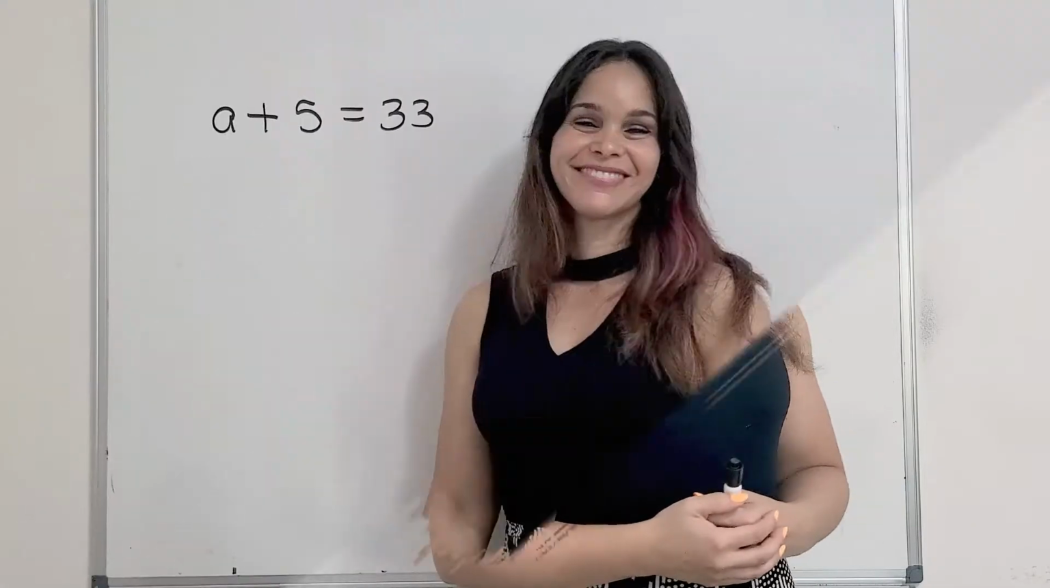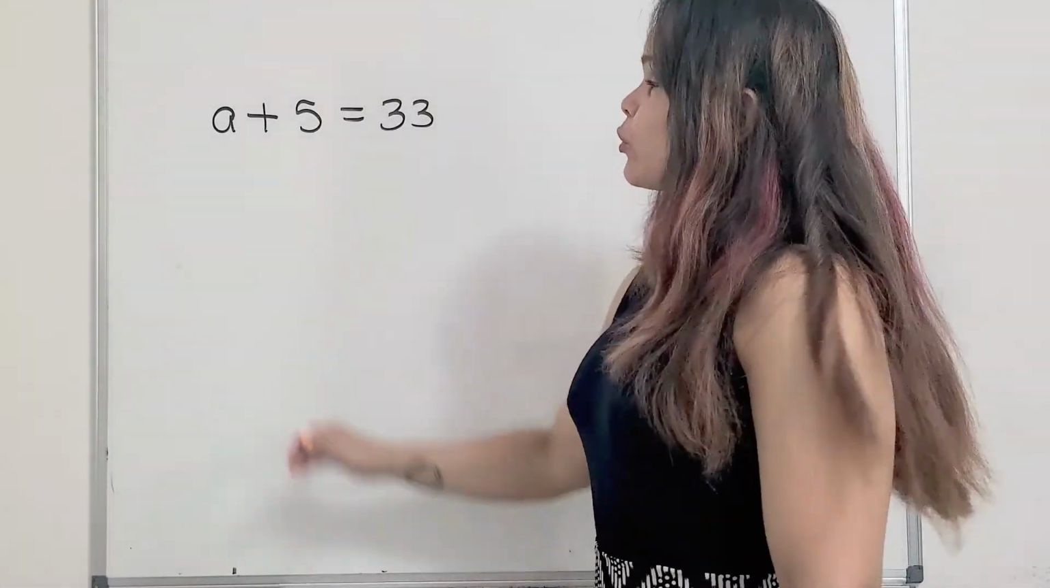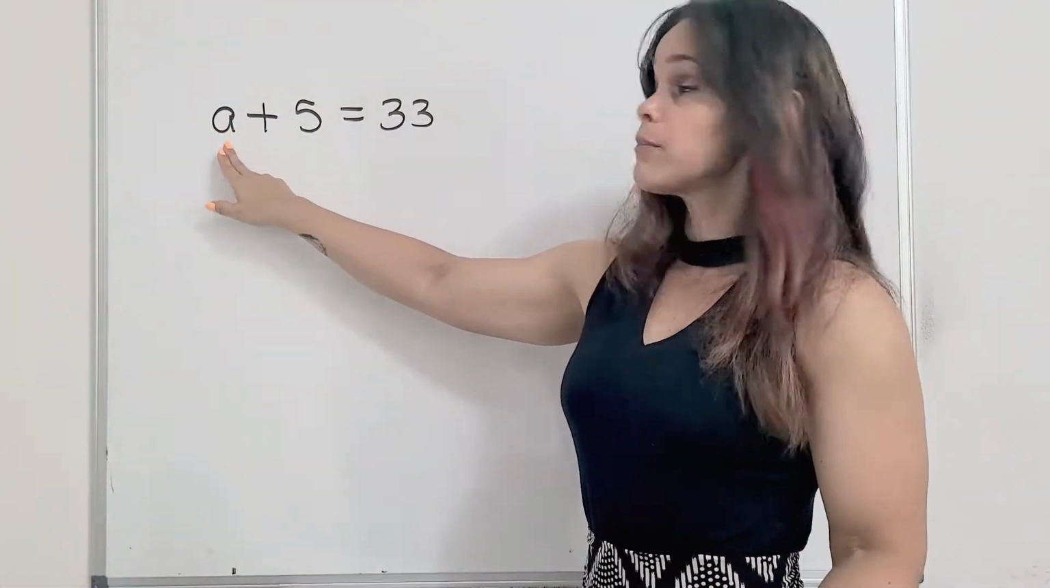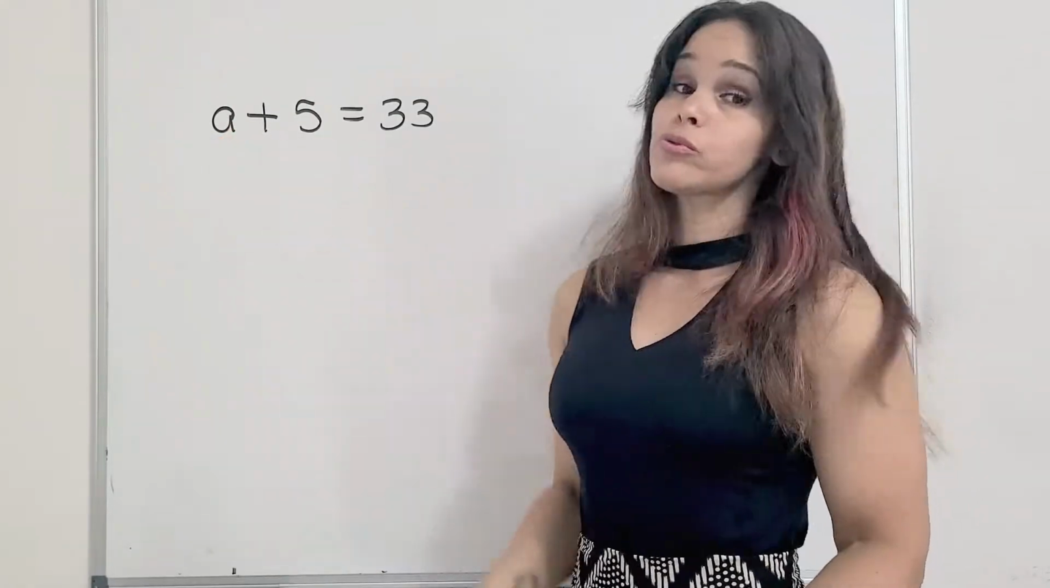Hello everyone, in this video I'm going to show you how to solve different types of linear equations. So let's begin with some examples. In this first example, our variable is a, and the equation is a plus 5 equals 33.